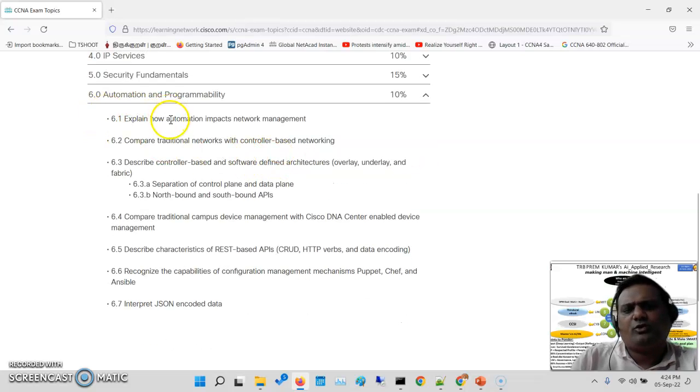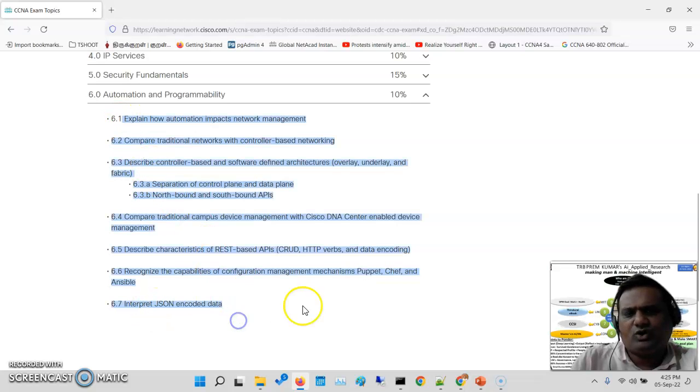So what is, how does automation impact networks? What is the traditional network versus the controller-based network? Describe controller-based and software-defined architectures. Compare traditional campus device management with DNA Center. What is a REST API, REST-based API? What are Puppet, Chef, and Ansible? What is JSON? This is all we'll discuss in automation and programmability.